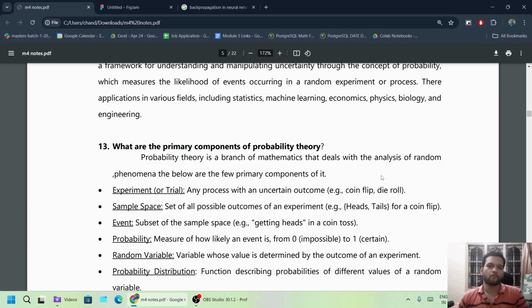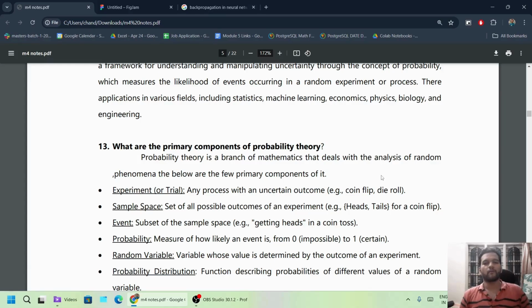Event. What is meant by event? It is a subset of the sample space. It tells us, for example, getting heads. That means if I roll the die, what is the probability of getting 4? If I roll 2 dice, what is the event that the sum of the 2 will come to 4 or 5, like that.